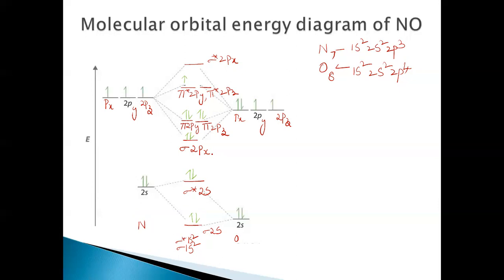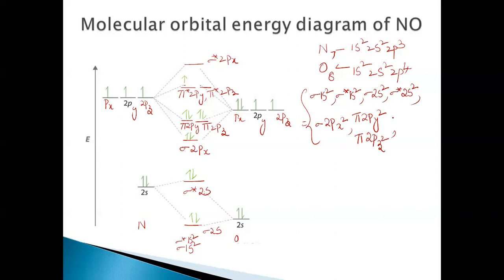So if you write the electronic configuration of this, it will be sigma 1s2, sigma star 1s2, sigma 2s2, sigma star 2s2, then comes 2p. The 2s are finished, so sigma 2px2, then pi 2py2, pi 2pz2, which are degenerate orbitals, and only one electron in the pi star level.